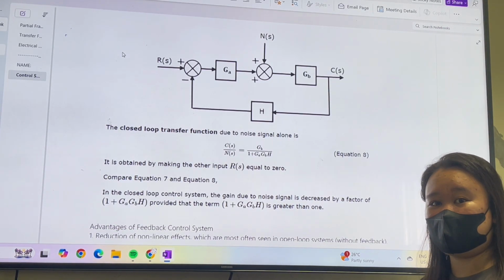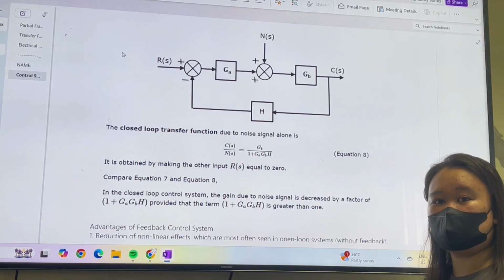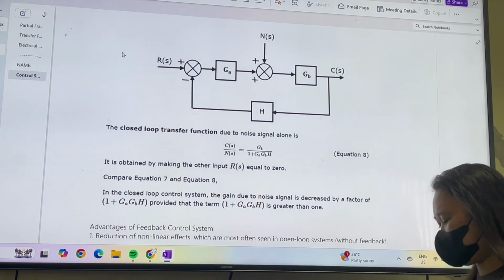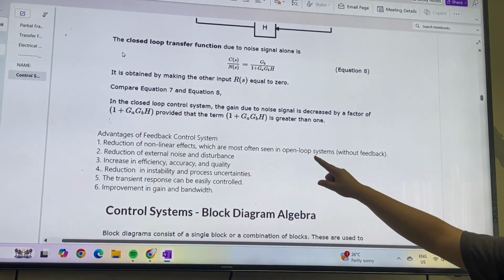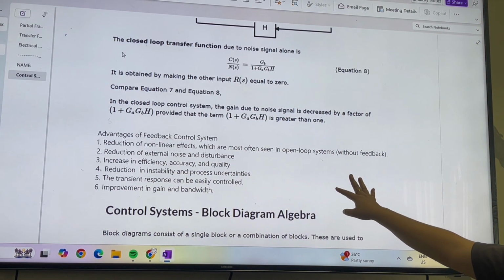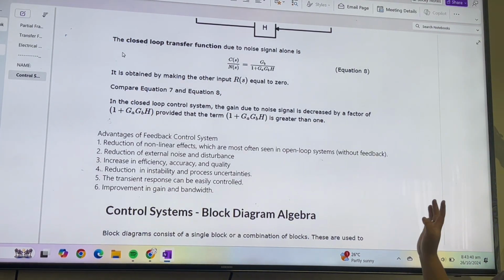Depende sa mga gain, inyong ganahan. Frequency gain, voltage gain, common gain, differential gain. We have here advantages of feedback control system. This is from another reference. Reduction of nonlinear effects which are most often seen in open loop system or without feedback. Kung unsa ang input, bisag naa na yung noise diha, madawaton sa output.